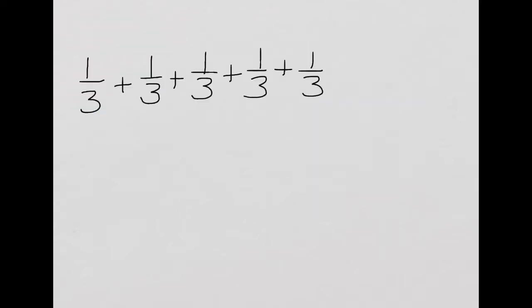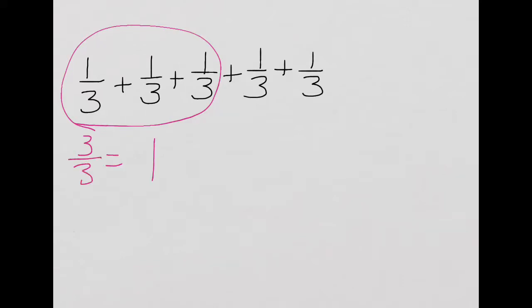Here we have another chain of unit fractions. We have 1/3 plus 1/3 plus 1/3 plus 1/3 plus 1/3. Can we make one whole? Yes, we can. How many thirds do we need to make a whole? Well, we need 3/3. So we can circle that, and we know that 3/3 is equal to one whole.